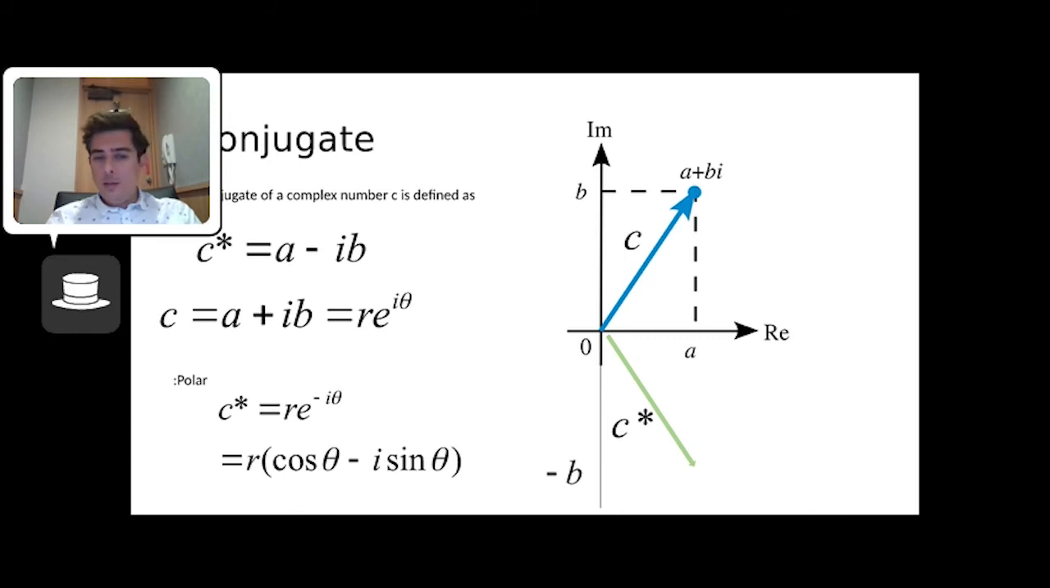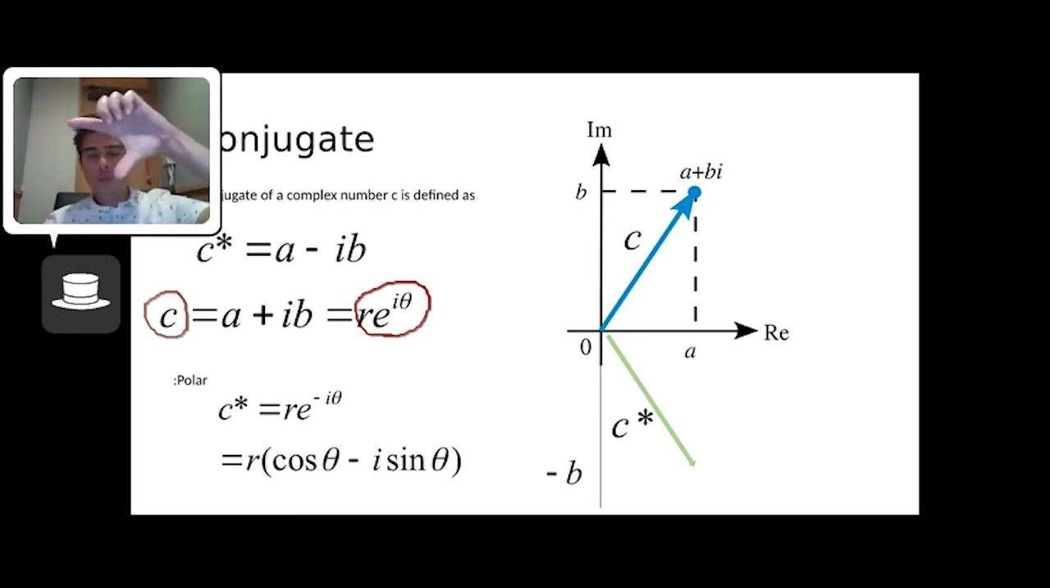What about the polar way of writing it? I just told you that any complex number can be written in this form as well: r times e to the I theta. So this was the length of the vector in the complex plane. The length of this vector here is equal to r, and theta is over here.